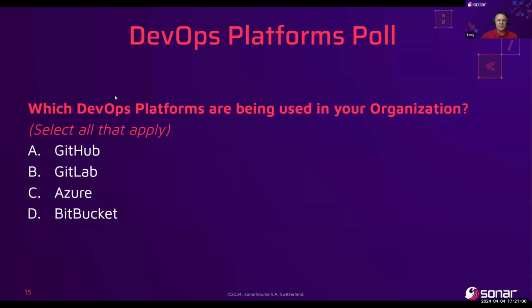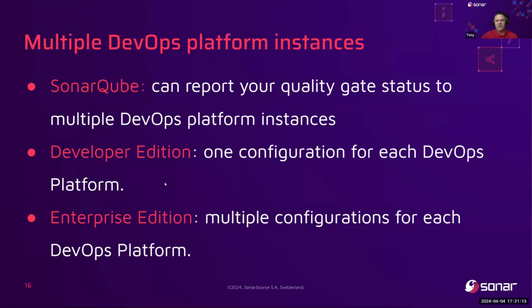For those using GitHub, we'll be talking a little more about the ease of use between SonarQube and GitHub. But first, we want to talk about multiple DevOps platform instances. SonarQube can report your quality gate status to multiple DevOps platform instances. So if you have the Developer Edition, you have one configuration for each DevOps platform. However, on the Enterprise Edition, you have multiple configurations for each DevOps platform.